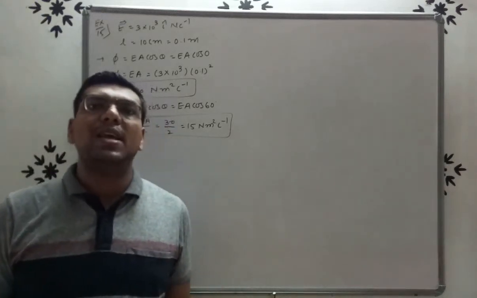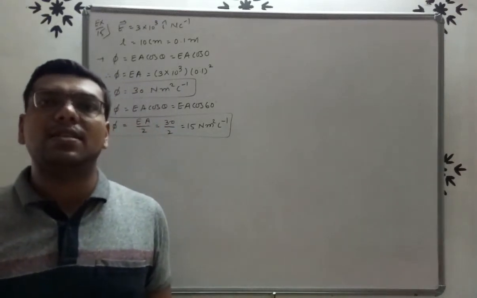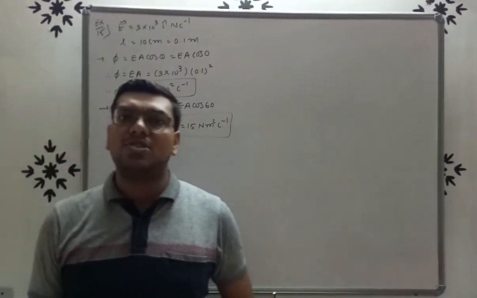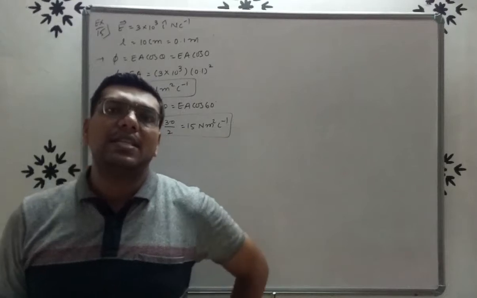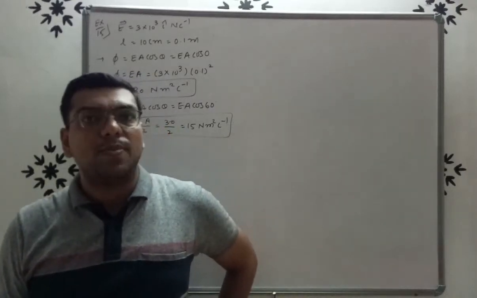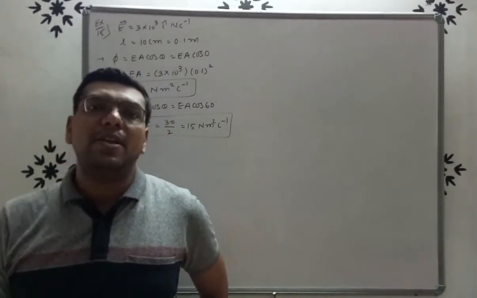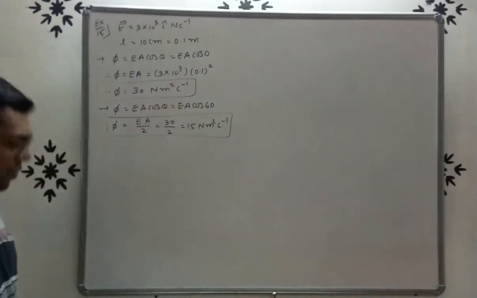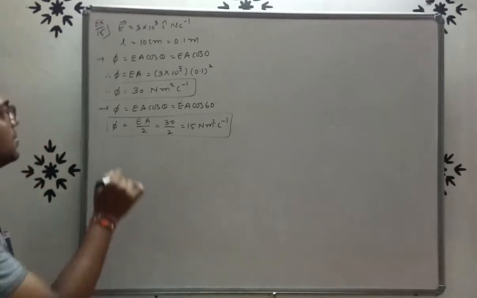So you have to simply remember the formula of flux. Phi equals EA cos theta. If the direction is the same, then theta equals 0. If the direction is opposite, then theta equals pi, and if perpendicular, then theta equals 90 degrees. Right. Now the next example, example number 16.